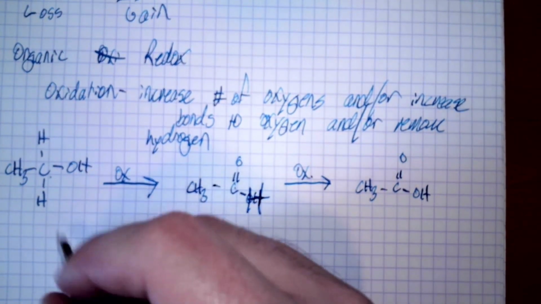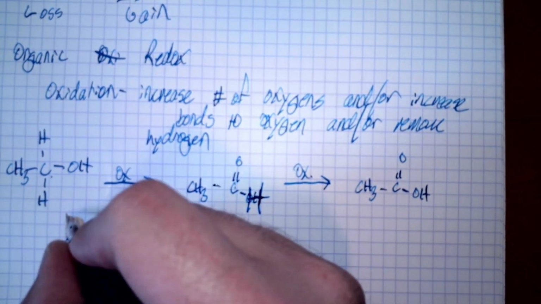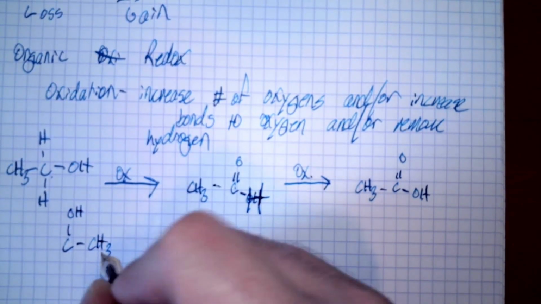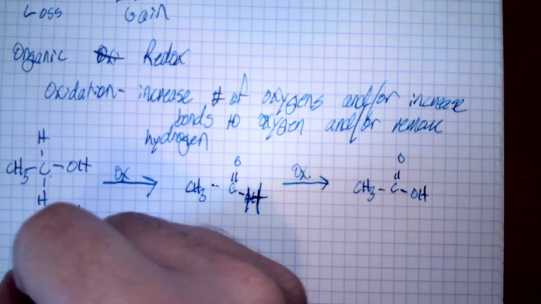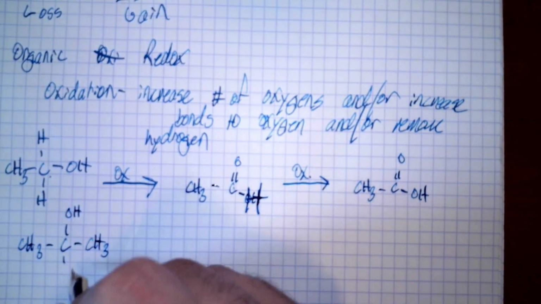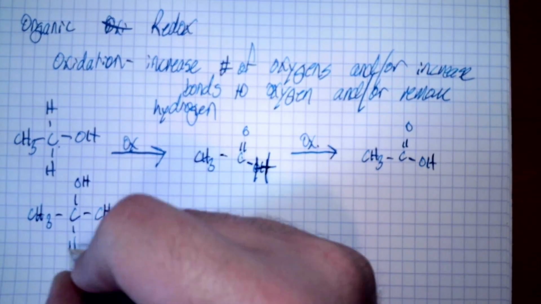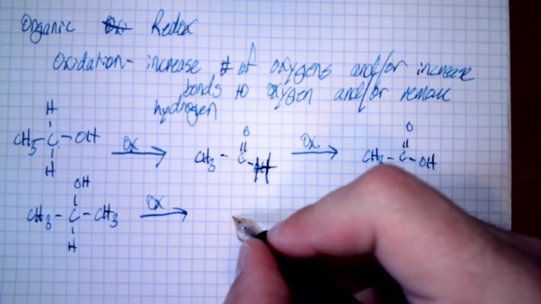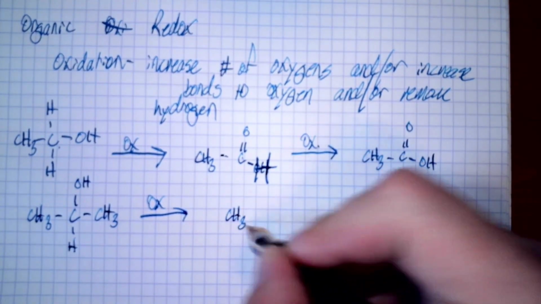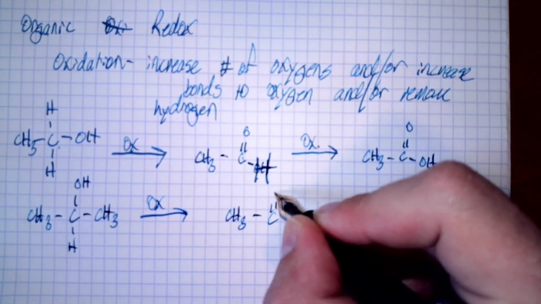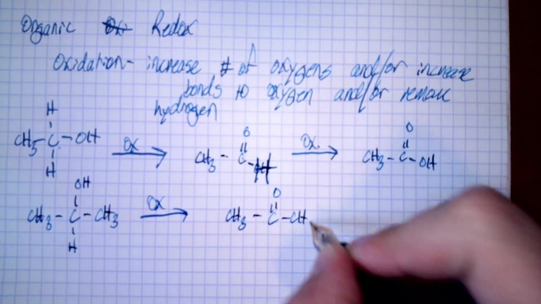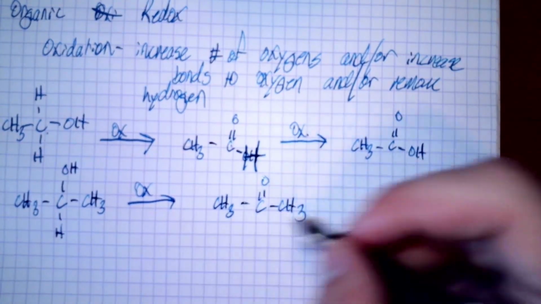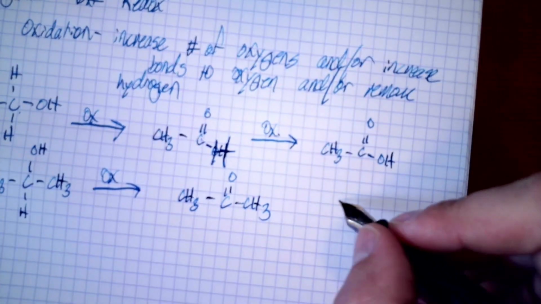All right, now, if I have, let's say, a secondary alcohol, and I oxidize it, secondary alcohols get oxidized to ketones, right? We've gotten rid of a hydrogen, we've double bonded to this oxygen. By the way, tertiary alcohols cannot be oxidized.